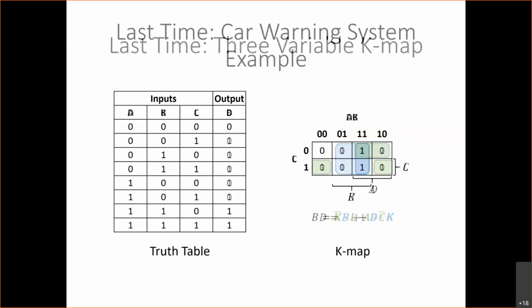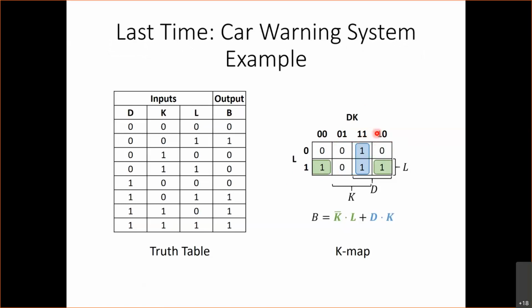Okay? And then we did another example of a three variable Karnaugh map. And this was the car warning system example that we had been talking about throughout the lecture. And this was the equation that we arrived at, which was similar to the previous equation that we had seen, a simple, cheap representation of the logic block. Okay, so with that, that was a review of last time's lecture.